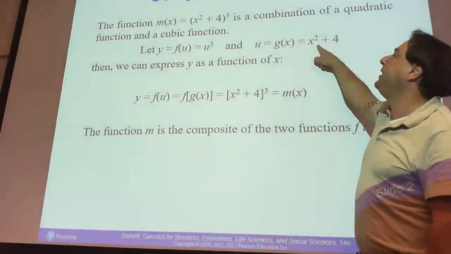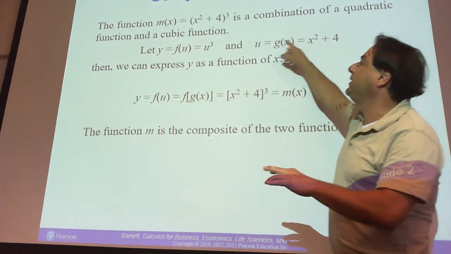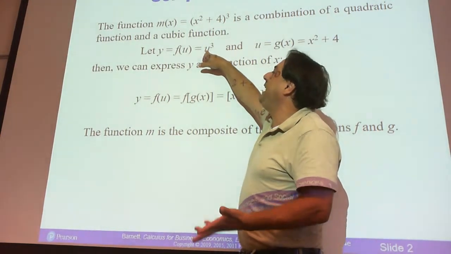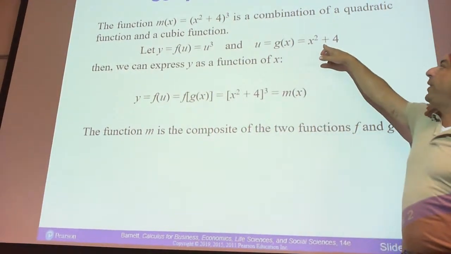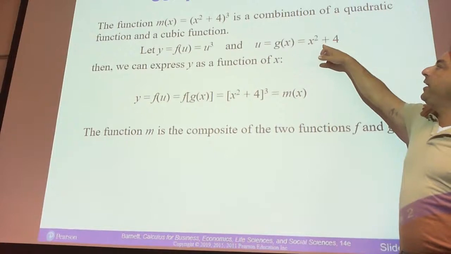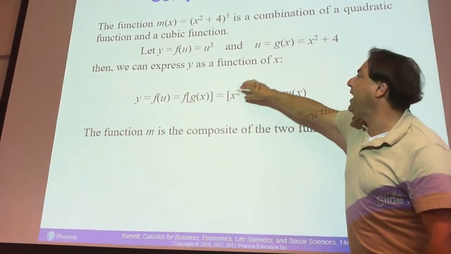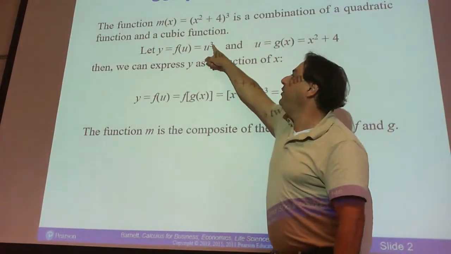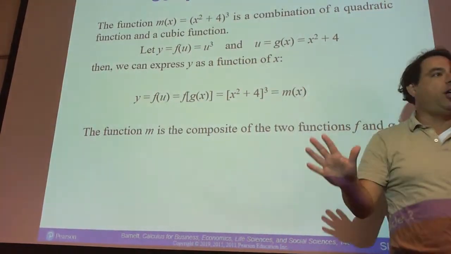So one way to look at this is we have two functions. We have something cubed, which we'll call u. And what is that u? That u is x squared plus 4. So they're calling it composite as I have something inside, x squared plus 4. What is it inside of? It's inside of u cubed. That's all you got to get from that.